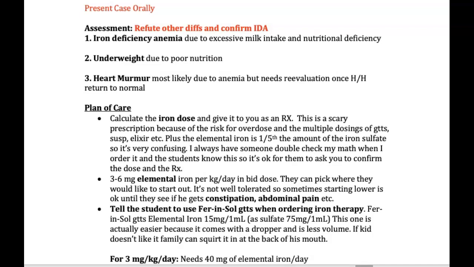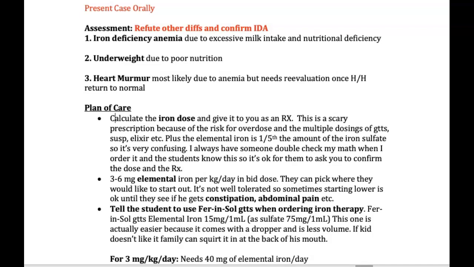So let's take a look. The dosing is 3 to 6 milligrams of elemental iron per kg per day in 2 divided doses, BID. You can pick where you would like to start. It's not well tolerated, so sometimes starting at a lower dose is okay until they see if they get any side effects like constipation or abdominal pain or anything like that.